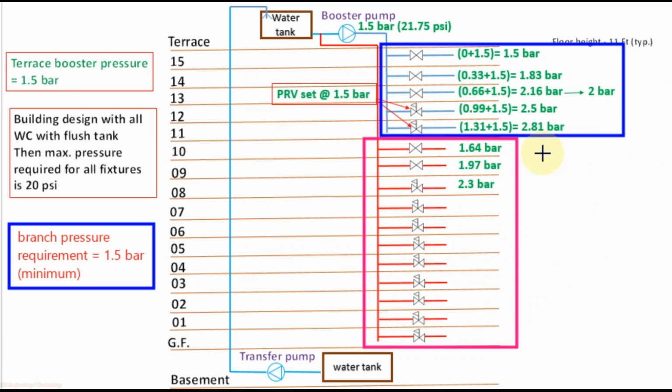You can see the top floor pressure is 1.6 bar, so it is between 1.5 to 2 bar, so we will keep it as it is. Then the next floor, the pressure is 1.97 bar by gravity, so we will keep it as it is. But when we go to the third floor below it, the pressure becomes 2.3 bar, so we will use the PRV to keep the pressure between 1.5 bar and 2 bar. So we will set the PRV to the minimum, 1.5 bar. And for the lower floors, the pressure will become more and more, so we will use the PRV for all the lower floors.